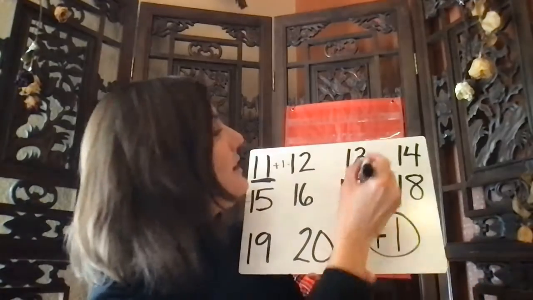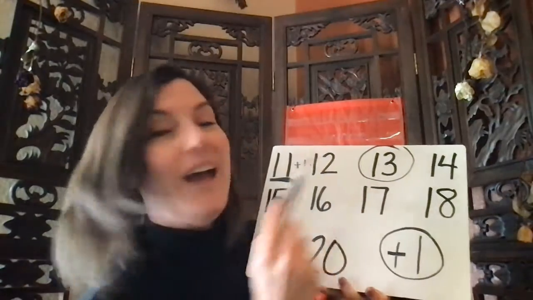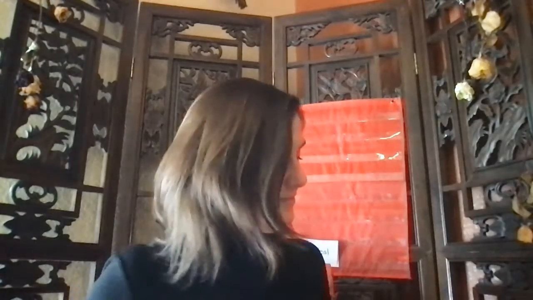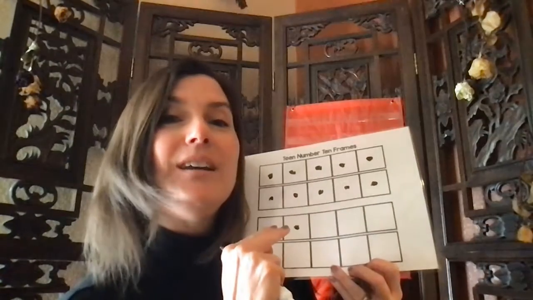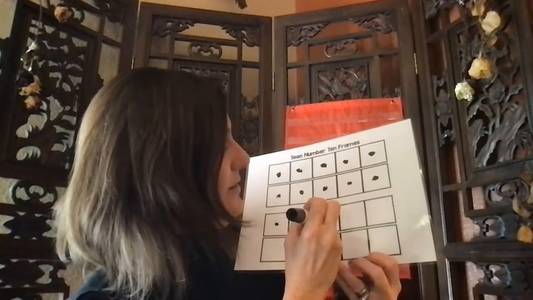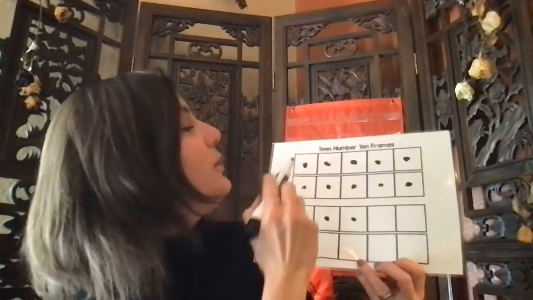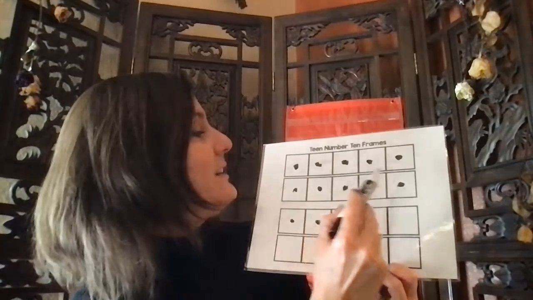So next, we're going to make 13. 13 is a 1 and a 3. 13 has a 1 in the tens place, and it has 3 ones. We had 12, and now we are going to make 13, so we need to add 1 more. Very cool. We can count them to double check. 1, 2, 3, 4, 5, 6, 7, 8, 9, 10, 11, 12, 13.